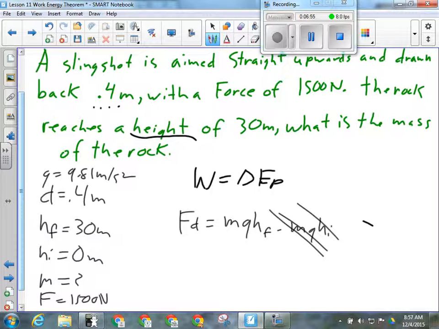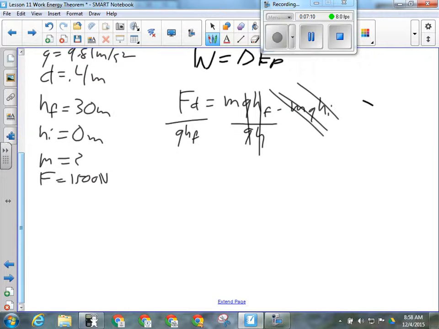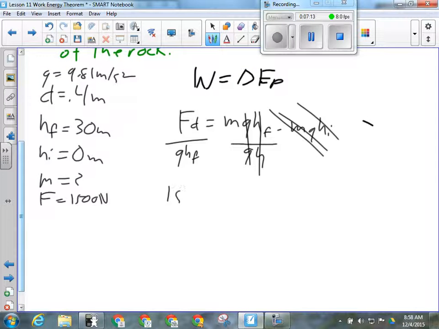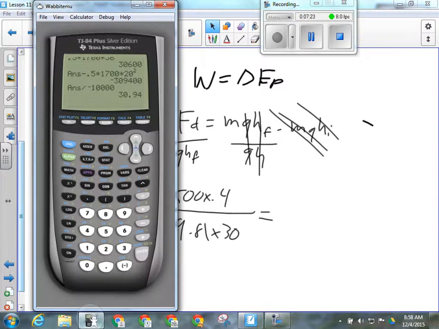They want me to find the mass, so what do I have to move? G and h. So I just divide g h_f over to the other side. That's going to leave me with mass. So when I plug in my numbers, I'm going to have 1,500 times 0.4 meters divided by 9.81 times 30 meters. It's a 2 kilogram rock. Everybody okay with that?